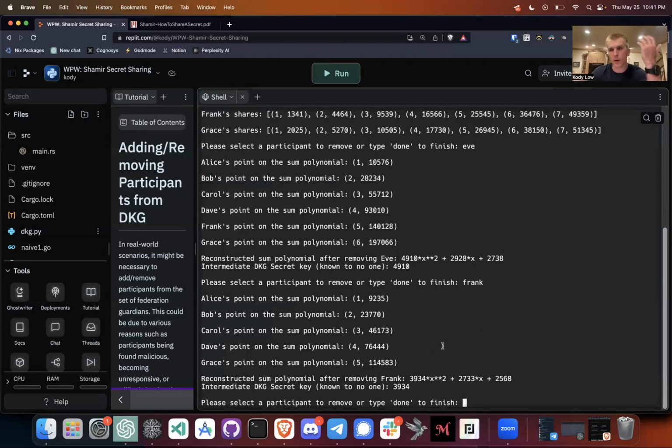But this is a cool way that you can use Shamir secret sharing to dynamically add and remove people from the federation, in order to do this distributed key gen so that nobody actually knows the secret that's underlying the cryptography behind these things. None of them know what it is. It's a very cool thing, right?